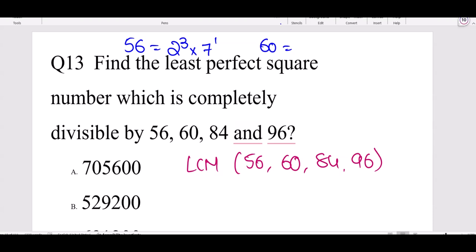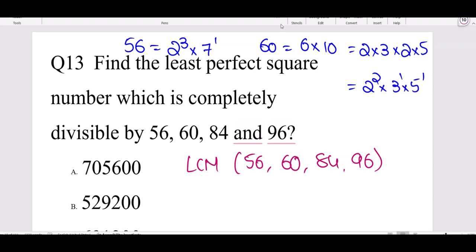See, first of all, 60 can be written as 6 into 10. Is 6 a prime number? Is 10 a prime number? No. 6 can be written as 2 into 3. 10 can be written as 2 into 5. 2 is there 2 times. So I am writing 2 square into 3 power 1 into 5 power 1, the prime number powers. If you are not able to answer those things, then how can you do LCM and all this in the exam? Guys, please.